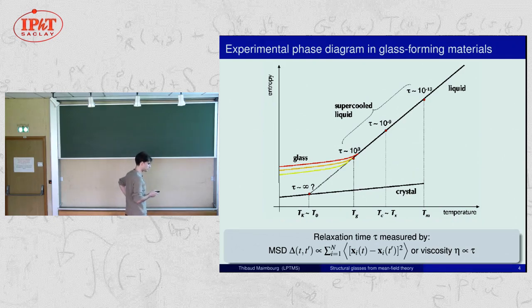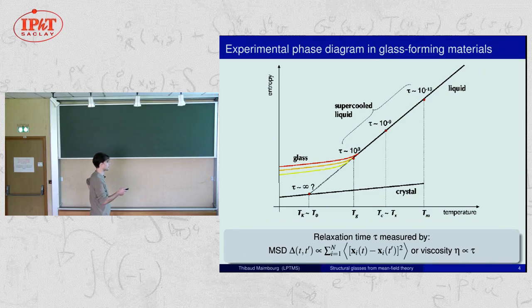But we can tune the protocol, or you can perform a fast enough quench to avoid this transition, and then you will stay on this equilibrium line. As you stay on this equilibrium line and keep cooling, you will see that the relaxation time of the system grows by several orders of magnitude. You can measure it either through the mean square displacement of your particles, or through the viscosity, which is basically proportional to it. So when you lower the temperature, the viscosity becomes enormous, and your liquid becomes more or less rigid. That's the glassy state coming.